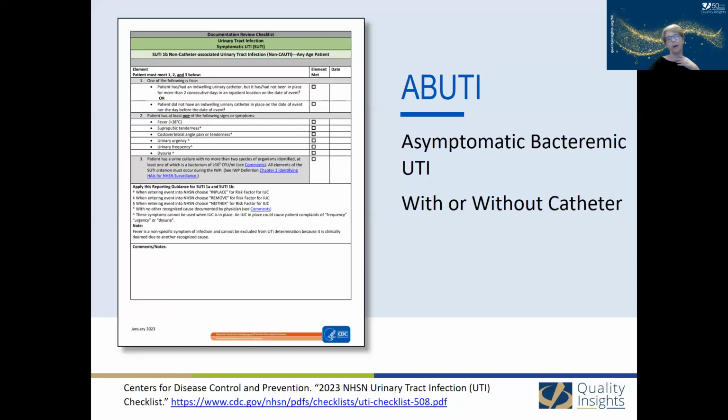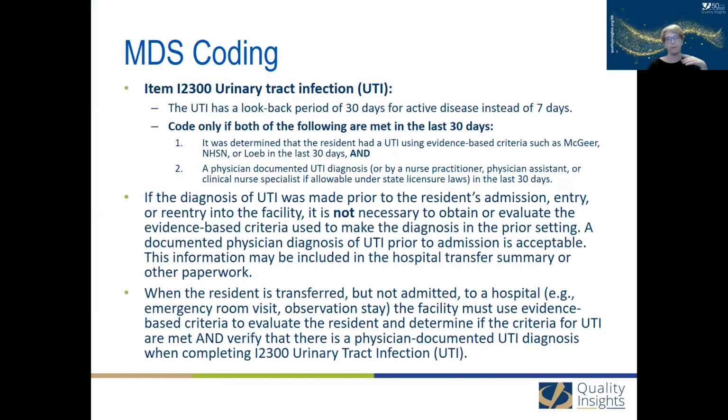And last, we do have asymptomatic bacteremia. Please note that without a positive blood culture to coincide with a positive urine culture, and the organisms have to match in both of those cultures, you cannot claim asymptomatic bacteremia. Again, the form walks you right on through it.